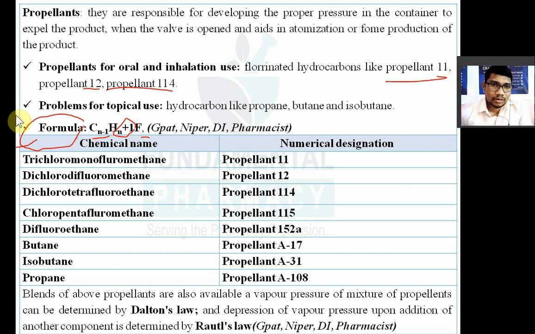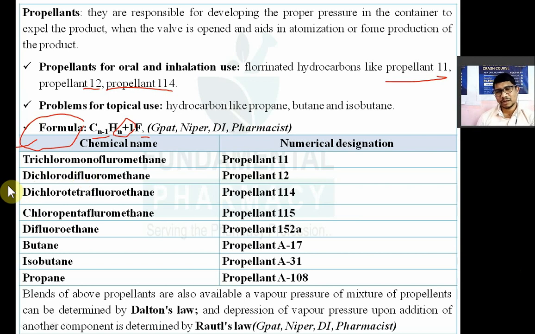Cn-1, number of carbon will be number of carbon minus 1, number of hydrogen will be number of hydrogen plus 1, and F means fluorine, you know. And also number of chlorine atom also can be calculated. Okay, we'll see it later. So remember the formula C n-1, H n+1, and F. That is the formula, है ना. फॉर्मूला के ऊपर भी क्वेश्चन आ चुका है.